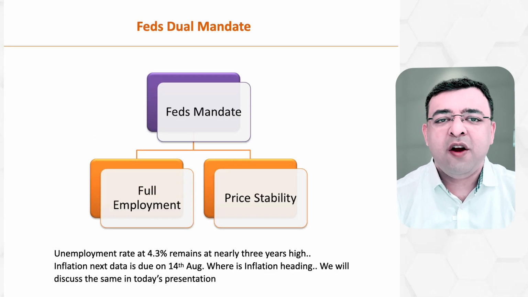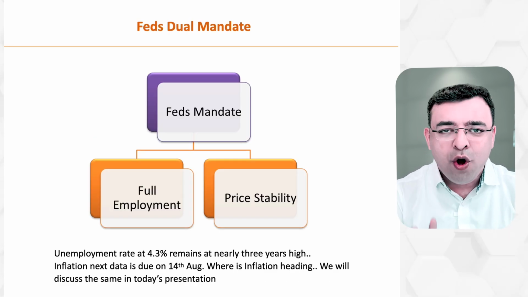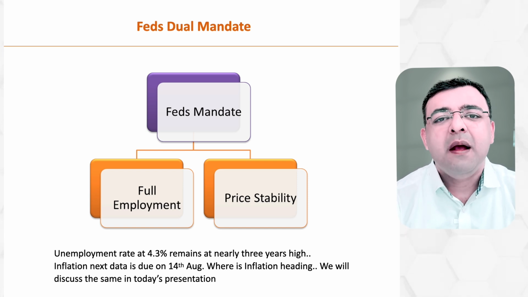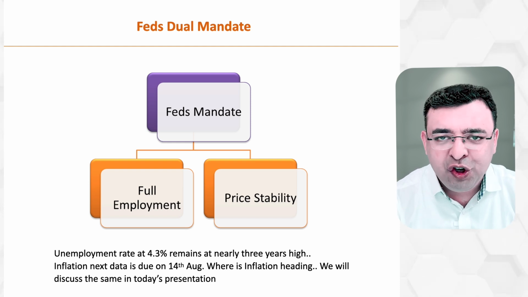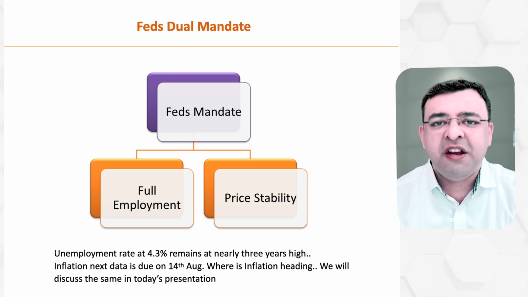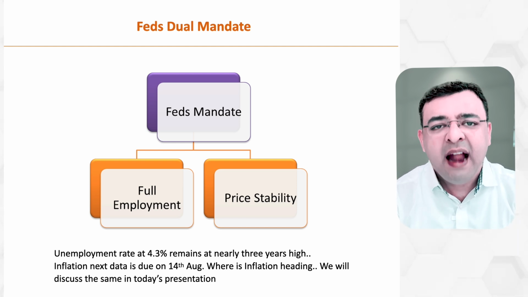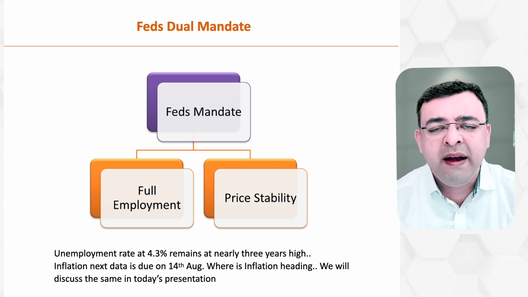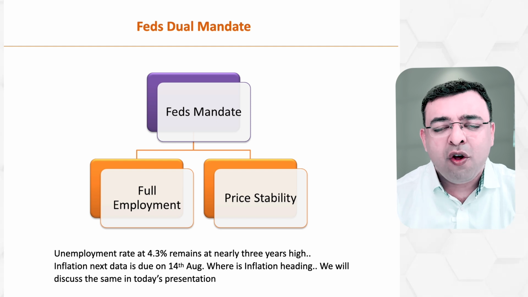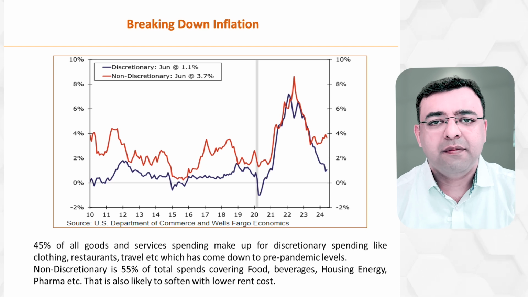Now, before making any kind of decision, Fed is going to watch two kinds of data. Fed has two mandates. One is full employment, which means how the labor market is doing. Second is price stability, which means what kind of inflation is there in the economy. Last week, we have seen that the unemployment rate is on an increasing trend. In coming days, on 14th of August, US CPI data is also going to come, which is going to pave a path for Fed on how much they are going to cut the interest rate in coming days.